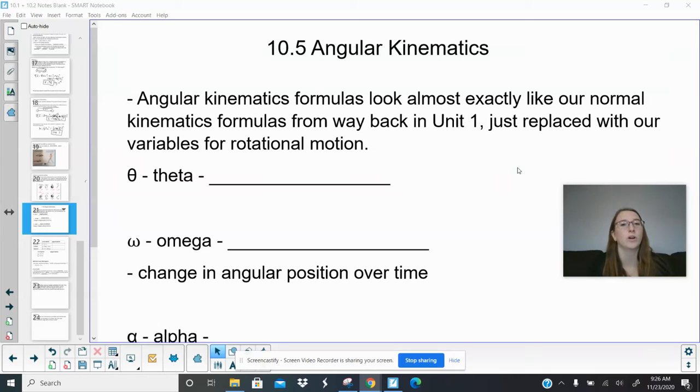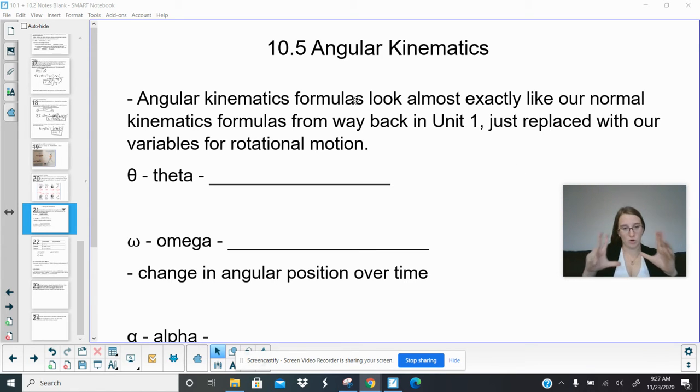We're skipping 10.4 and going into 10.5, which is actually going to be something a little familiar to us. We're just gonna have to keep it all straight. Angular kinematics. So kinematics was our very first unit, if you guys recall. This was the position, velocity, timeless formula, all of those.